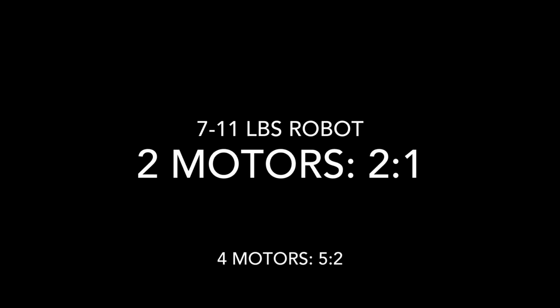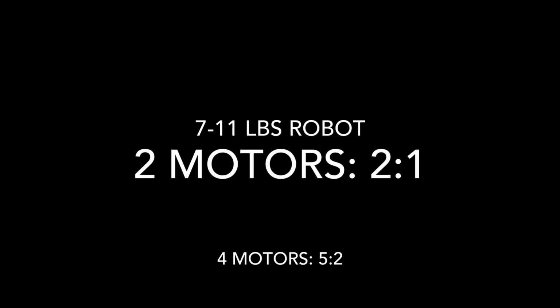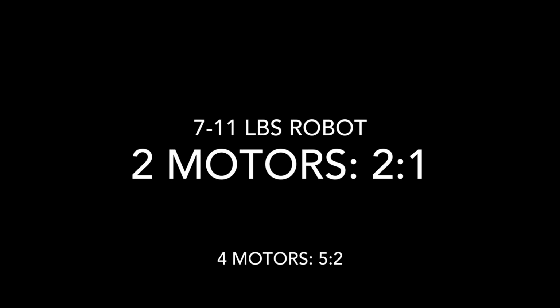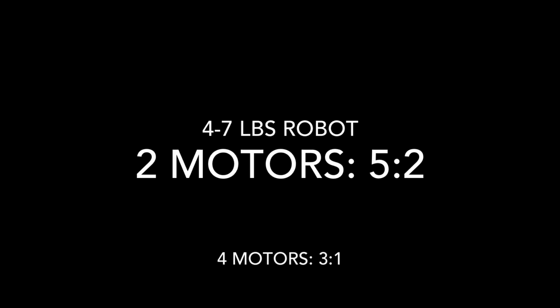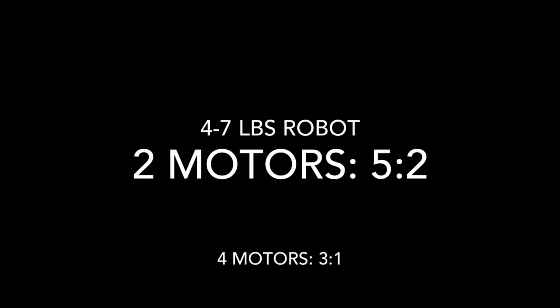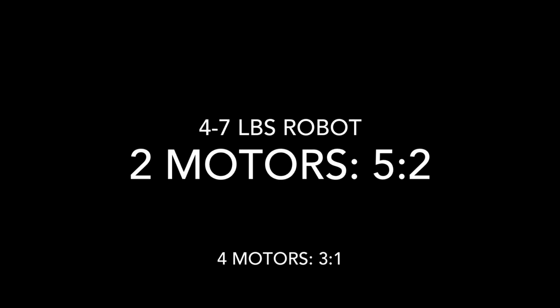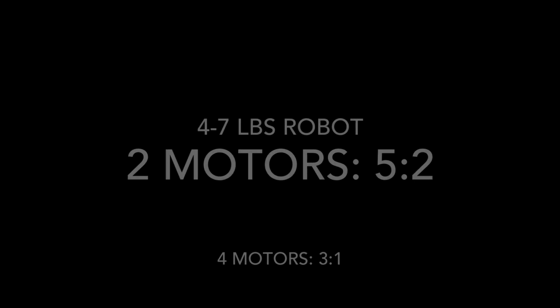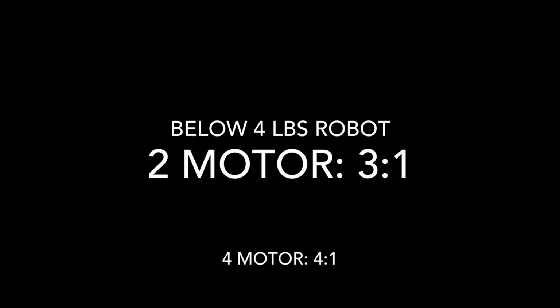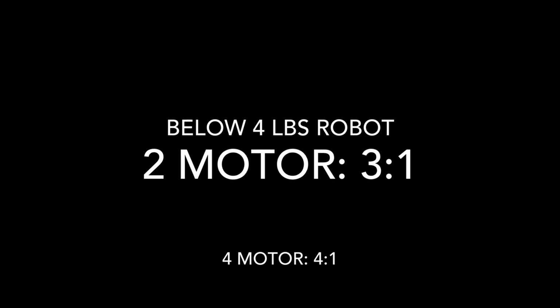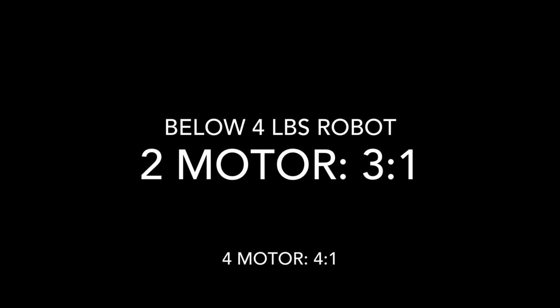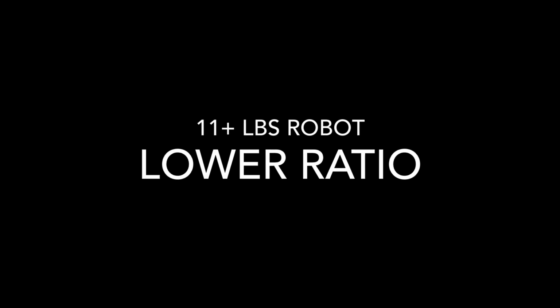For a heavy robot, 7 to 11 pounds, the max speed would be 2 to 1, or 200 RPM with 2 motors, and a 5 to 2, or 250 RPM with 4 motors. For a medium weight, 4 to 7 pounds, a 5 to 2, or 200 RPM is good for 2 motors, and a 3 to 1, or 300 RPM is good for 4 motors. For the lightest robots, below 4 pounds, a 3 to 1 or 300 RPM is good with 2 motors, and a 4 to 1 or 400 RPM is max for 4 motors. Anything over 11 pounds will require a lower ratio.